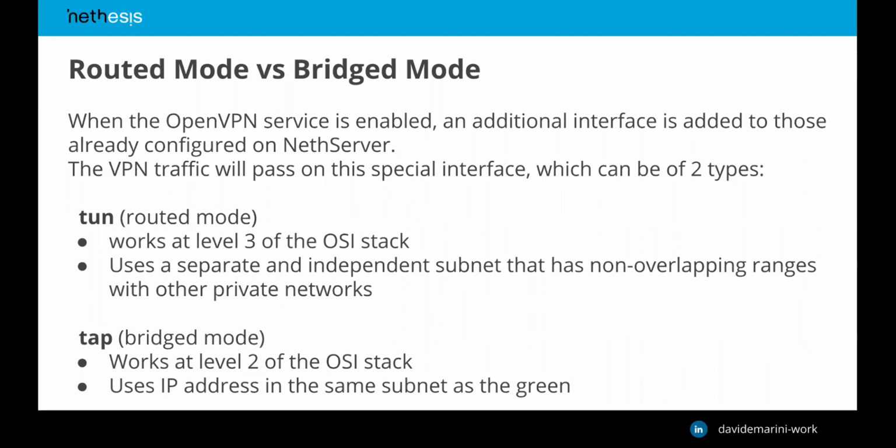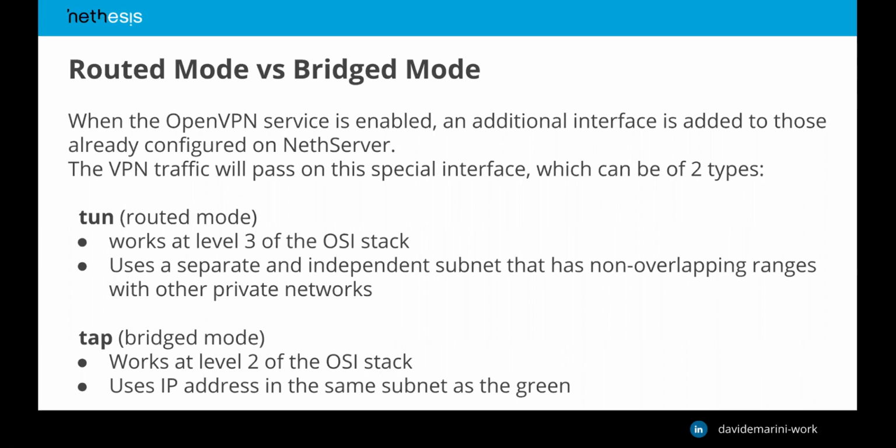Now we need to talk about VPN mode, which can be routed or bridged. Let's take a look at the main differences. When the service is enabled, an additional interface is added to those already configured on NetServer. The VPN traffic will flow through this special interface, which can be of two different types. The first type is tun, and it is used in routed mode. The routed mode works at level 3 of the OSI stack. So OpenVPN uses its own private, dedicated, non-overlapping network.